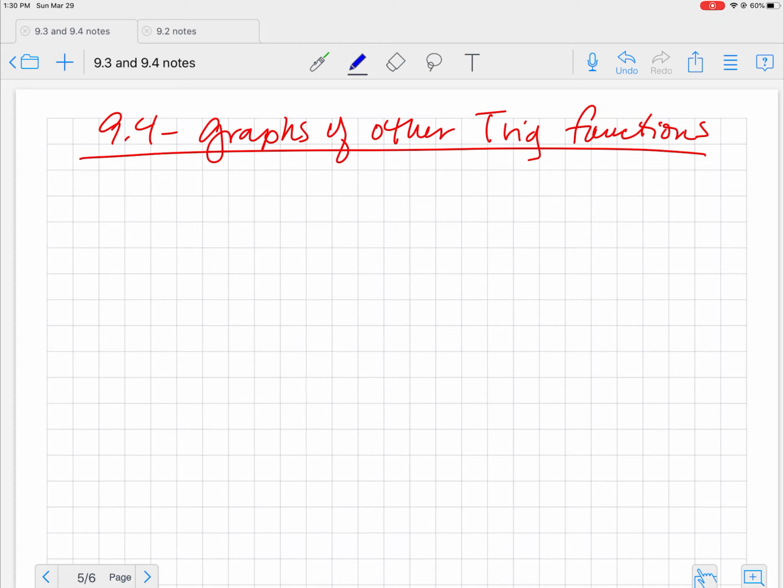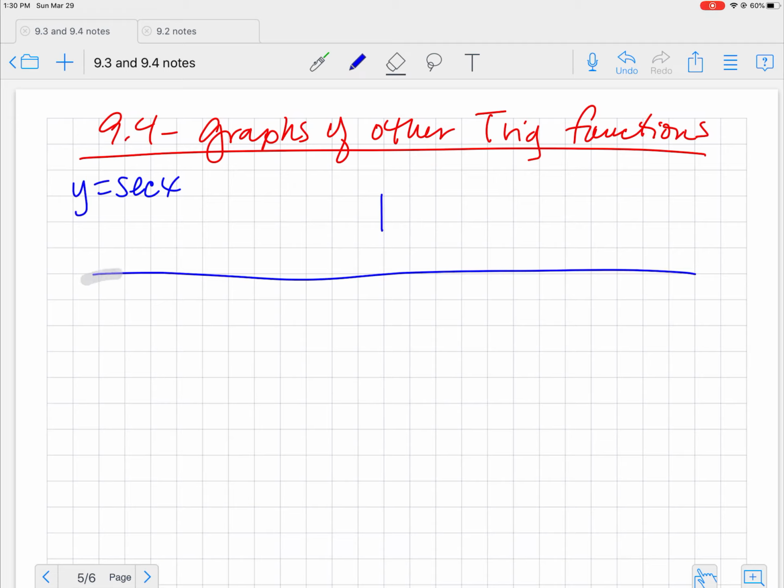Okay, so sine and cosine, I feel like we really dove into that one pretty hard, right? So now I'm just going to give the basics of this 9.4, the graphs of other trig functions. We're just going to hit the basics, and then you're going to approach it the same way that we did those other ones. So then you just go right into that. The first one we're going to look at is secant.